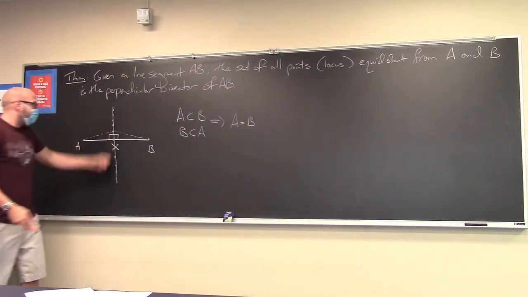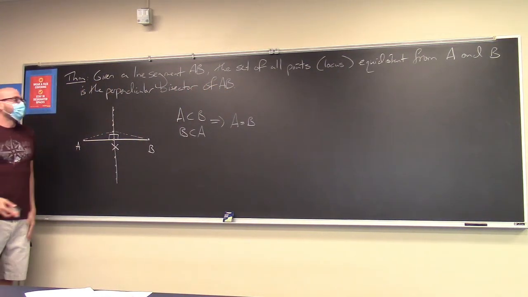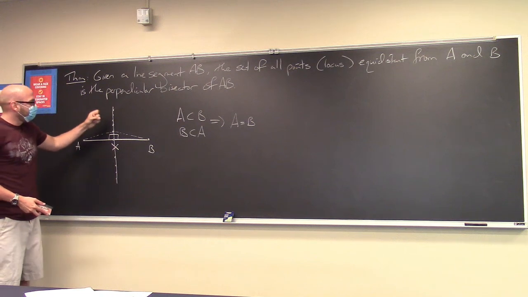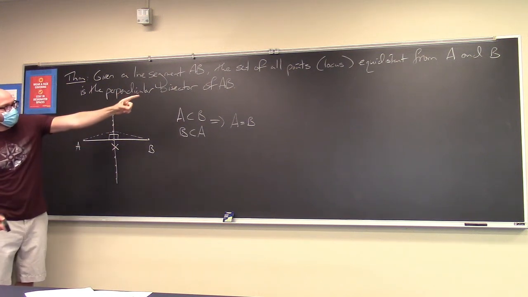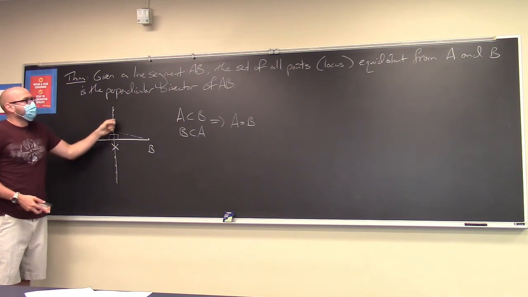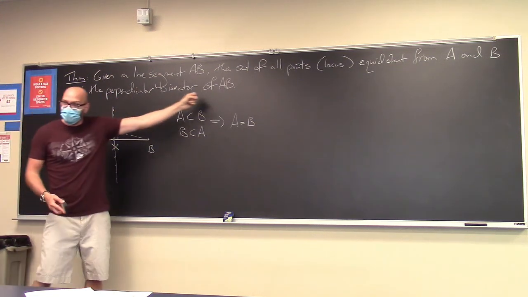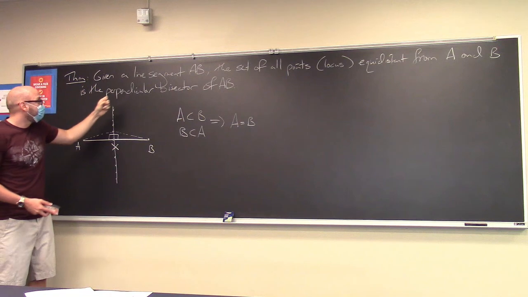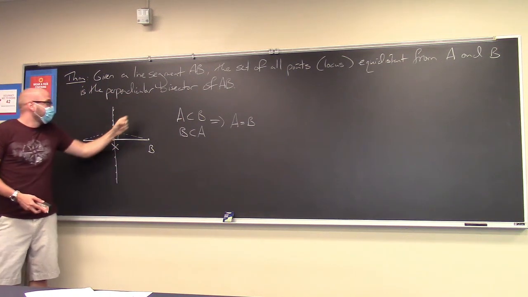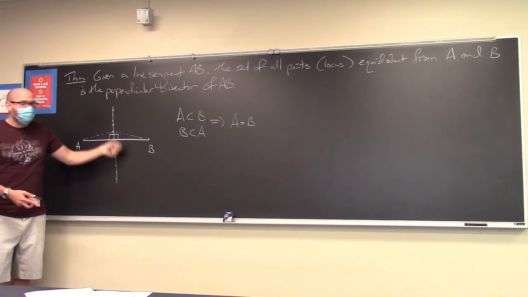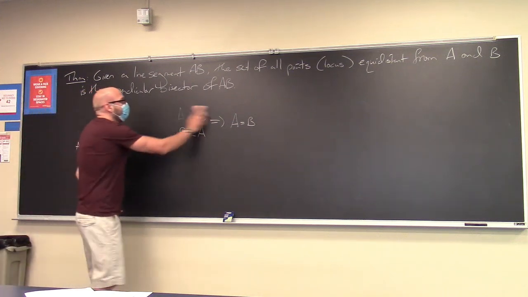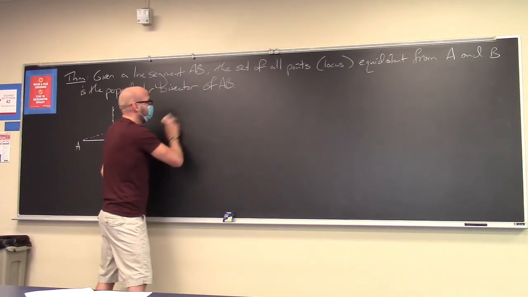And if you think of lines as being sets of points, that's essentially what we're going to do here. I'm going to show that if you're on one of these lines, if you're on, say, this locus, this set of all points that are equidistant from A and B, then you must also be on the perpendicular bisector. And vice versa, if you're on the perpendicular bisector, then you must be on the set of all points that are equidistant. So that's more or less what our proof is going to look like.